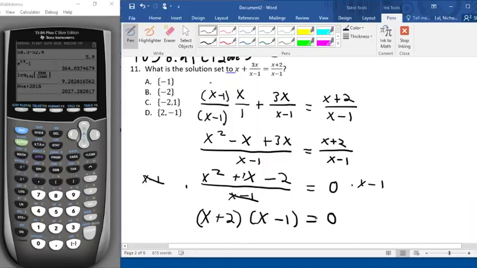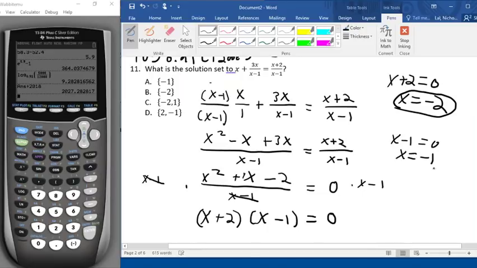And so set these equal to 0. That means that if x plus 2 is equal to 0, then x is equal to negative 2. So that's one option. And then you would think that if x minus 1 is equal to 0, x is equal to positive 1. But if x equals positive 1, then you're going to have a situation where you would divide by 0.